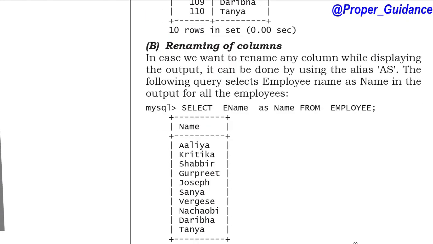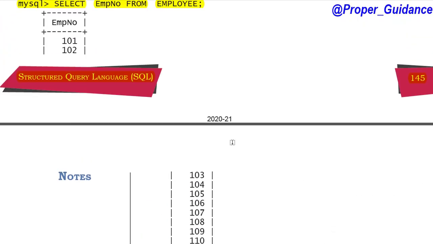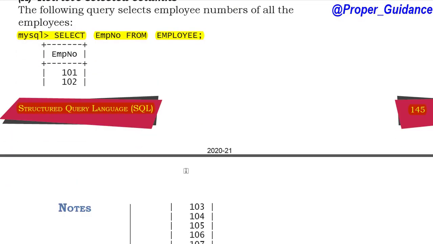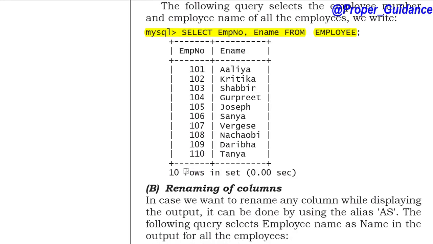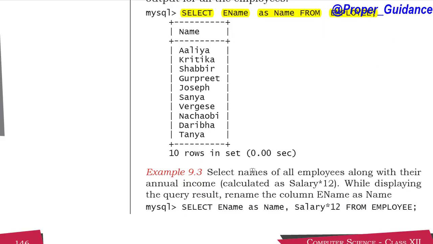Renaming of columns. If we want to rename any column, what to do? Select ename as name from employee. Here in the given table, the column name was ename, and we want to change it to name. Instead of ename, we are going to write just name on top of the column. Then we write the highlighted portion: select ename as name from employee, and it will show you like this.